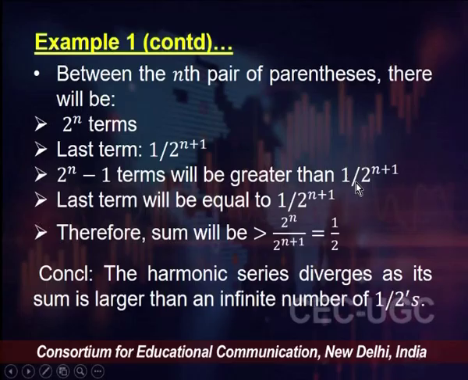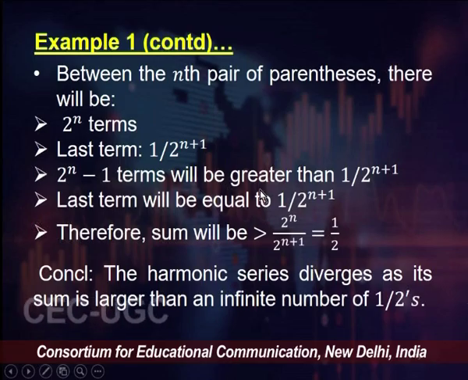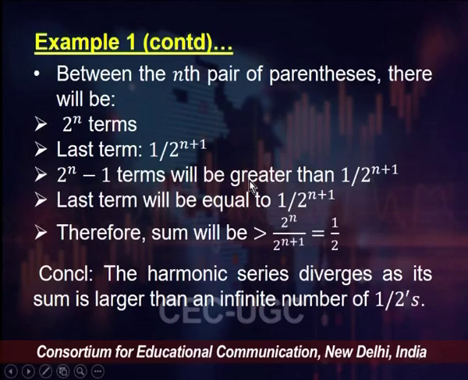So, what will happen if I am talking of the nth pair of parentheses? How many terms will there be? There will be 2 to the power n terms. The last term will be 1 by 2 to the power n plus 1. 2 to the power n minus 1 terms will be greater than 1 by 2 to the power n plus 1. So, you can just put the video on pause and go slow with this if it takes a little more time to absorb, but it is absolutely fine. And here the last term will be equal to 1 by 2 to the power n plus 1, right.